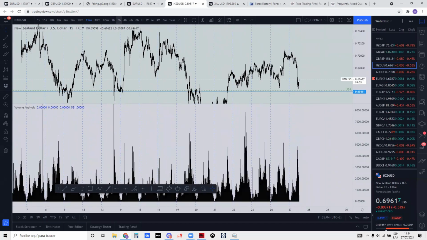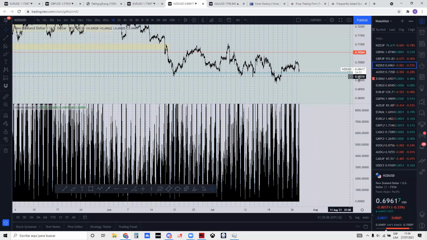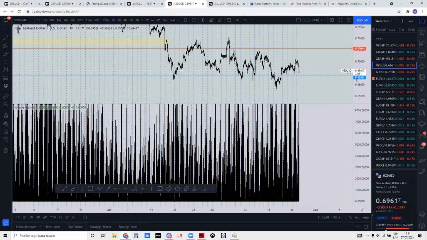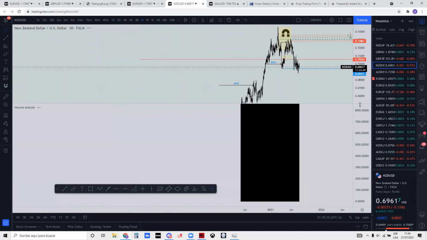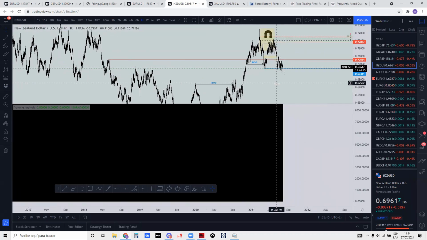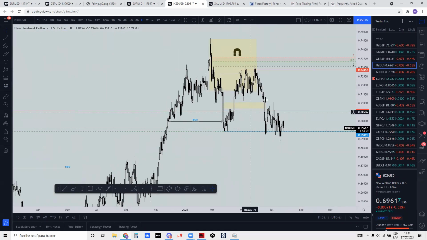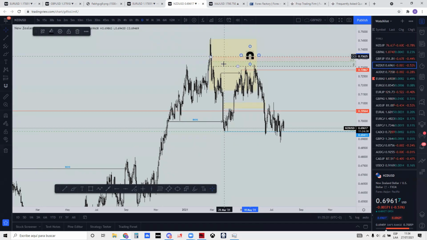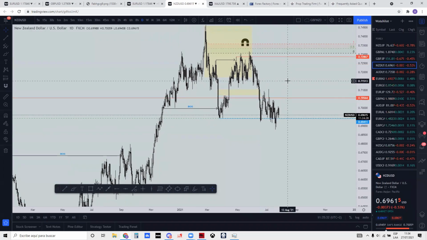Oh, I see we have a nice distribution happening here on NZD USD. What's the story behind this? Oh, it's been a long time since we talked about this, but we were anticipating price to come back into this point. I see it did come to this point, and then we had a distribution, a break of market structure, and now we are having another distribution maybe.